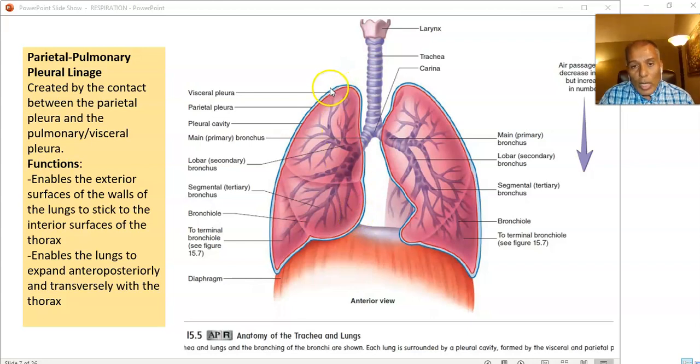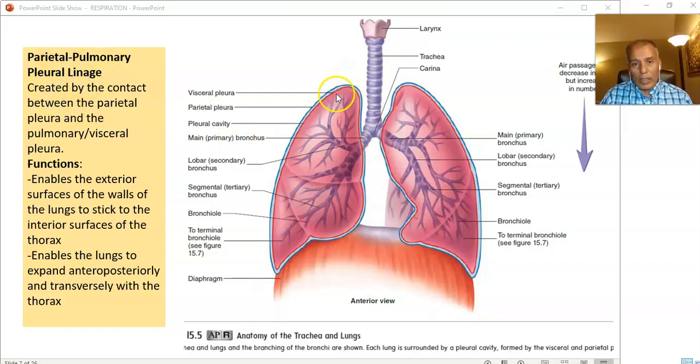So anyways, you have now the parietal pleura lining the interior surface of the thorax. Now you have the pleural cavity, and then you have the pulmonary pleura, or the visceral pleura, as it is sometimes called. So the visceral pleura, the parietal pleura, and in between is the pleural cavity. Inside the pleural cavity, you have the surfactant, and also you have negative air pressure. So then let's talk now about the pulmonary linkage.